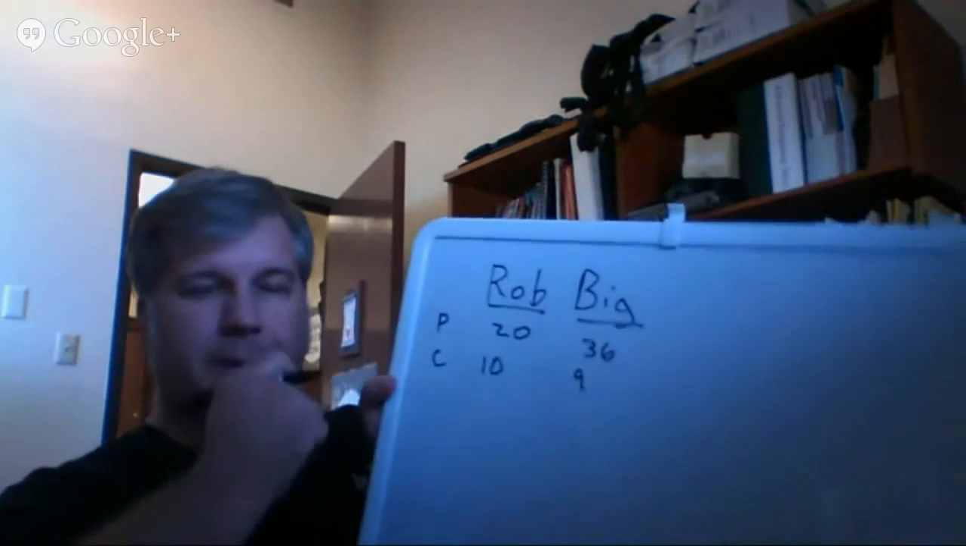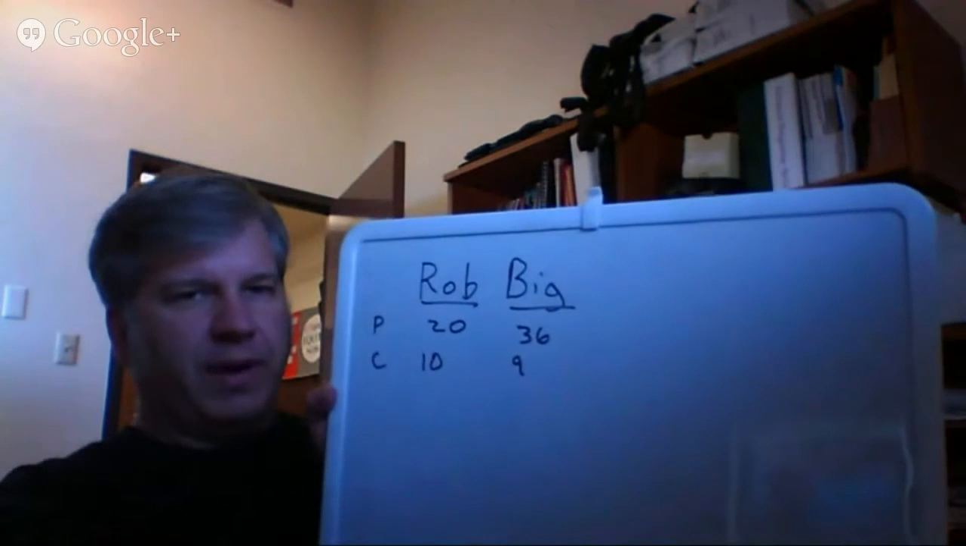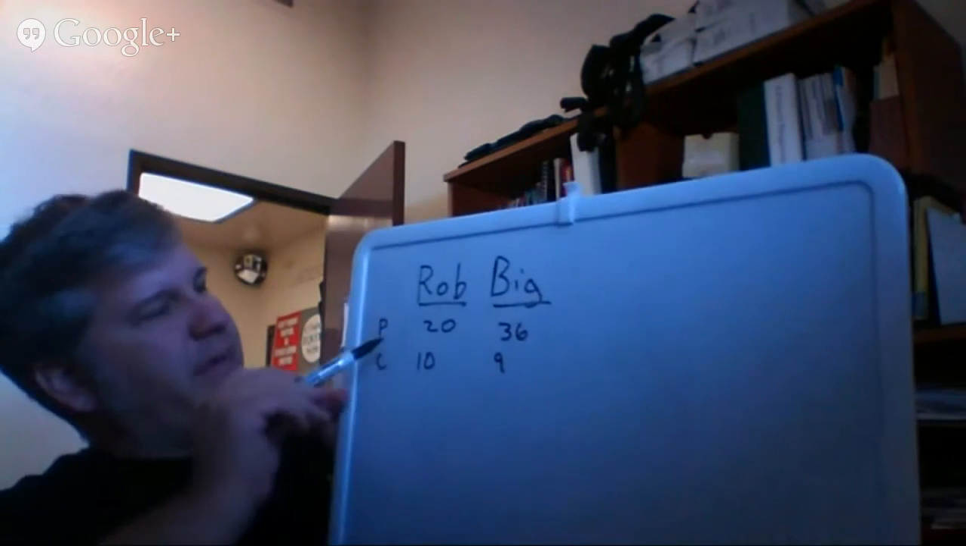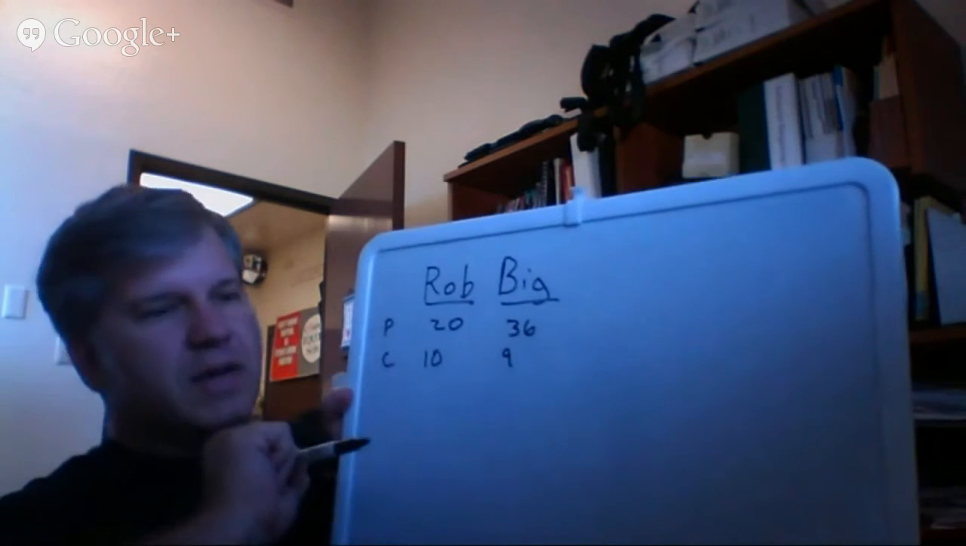That seems pretty straightforward. Looking at my data here, at least for the question I pulled up, in one day, Rob can produce 10 cows or Rob can produce 20 pigs. Big can produce 9 cows or 36 pigs. So here's my data summarized. Fairly straightforward, right? I just drew a table: Rob, Big, the pigs, and the cows.